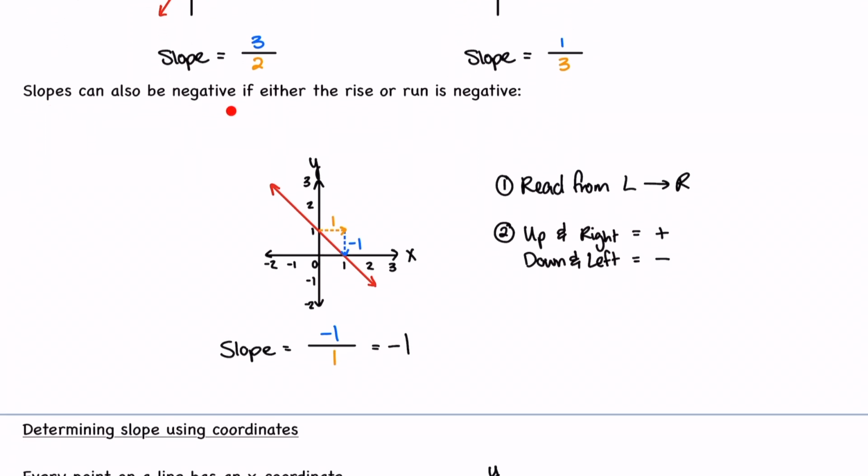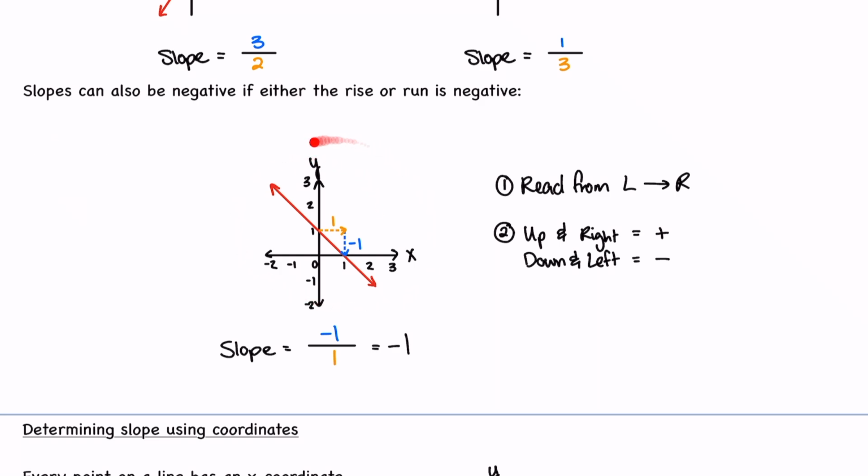And slopes can also be negative if either the rise or the run is negative. And that is because if we have slope is equal to rise over run, if the rise is negative, then our slope becomes negative because negative divided by positive equals negative. And if our run is negative, then our slope also becomes negative because positive divided by negative is also negative. But if our rise and run are the same sign, so they're both positive or they're both negative, then our slope would be positive because negative divided by negative is positive and positive divided by positive is also positive.